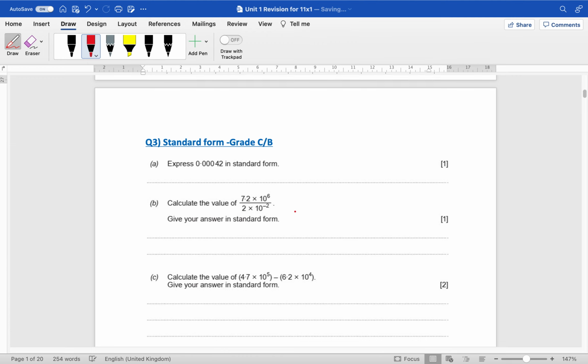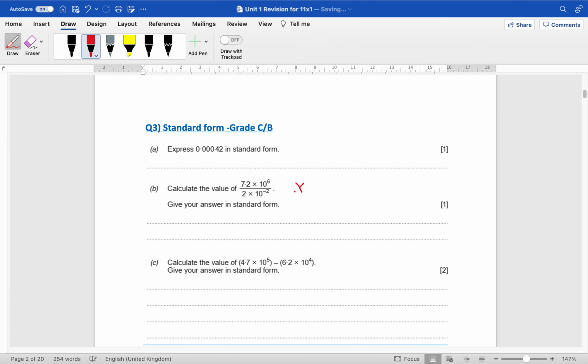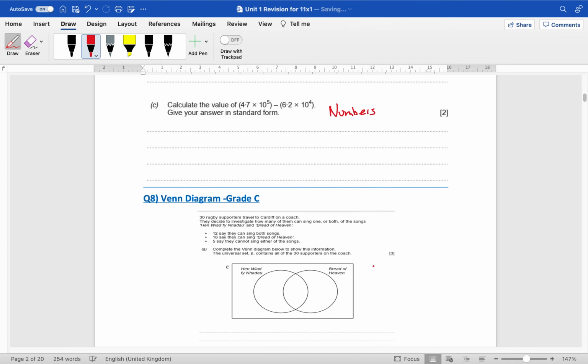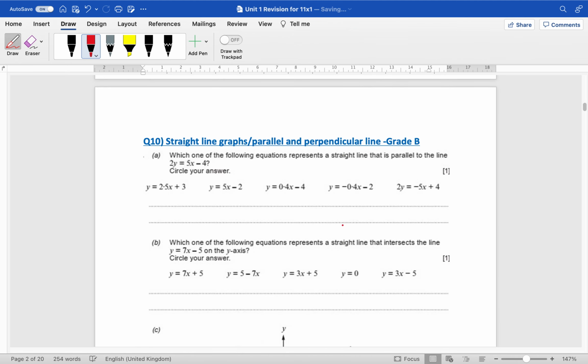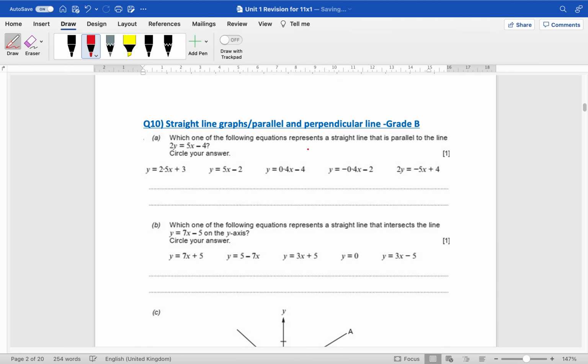Standard form, nothing to say. Remember, if you're timesing or dividing, do it in standard form. So here, divide those numbers and then divide those numbers. If you're timesing, you add the little indices on the tens, and if you're dividing, take them away. Whereas adding and taking away, I would do as numbers. Let's move on. I think you're okay with Venn diagrams. That's not a problem.